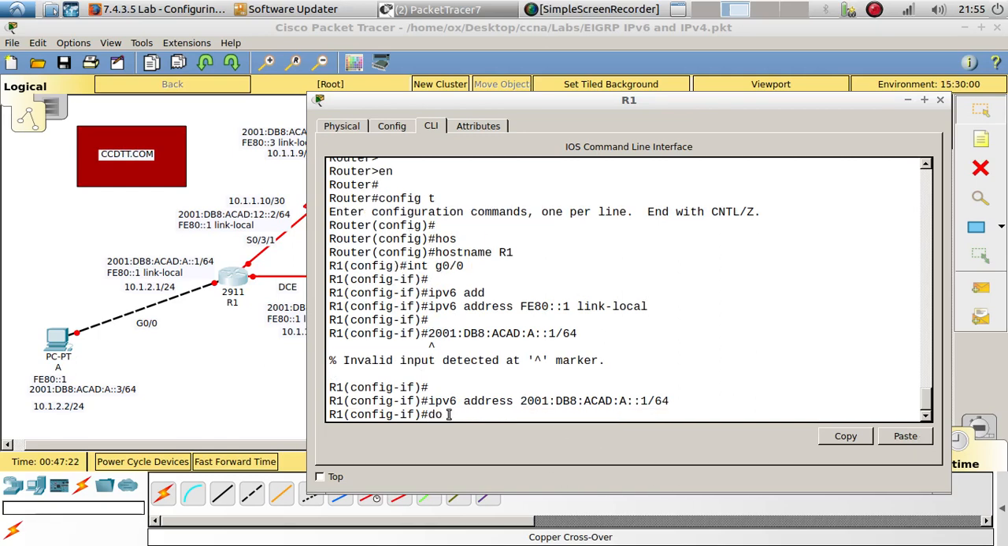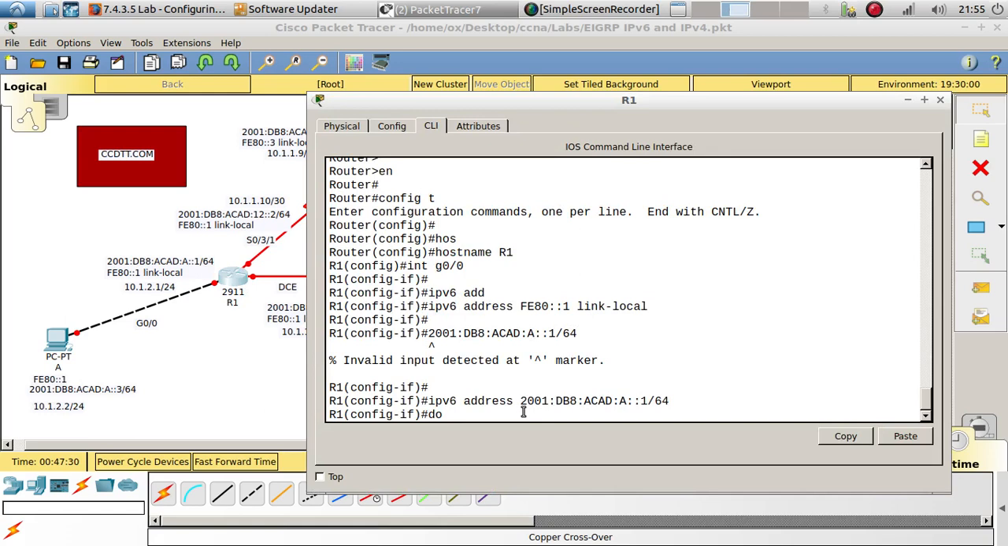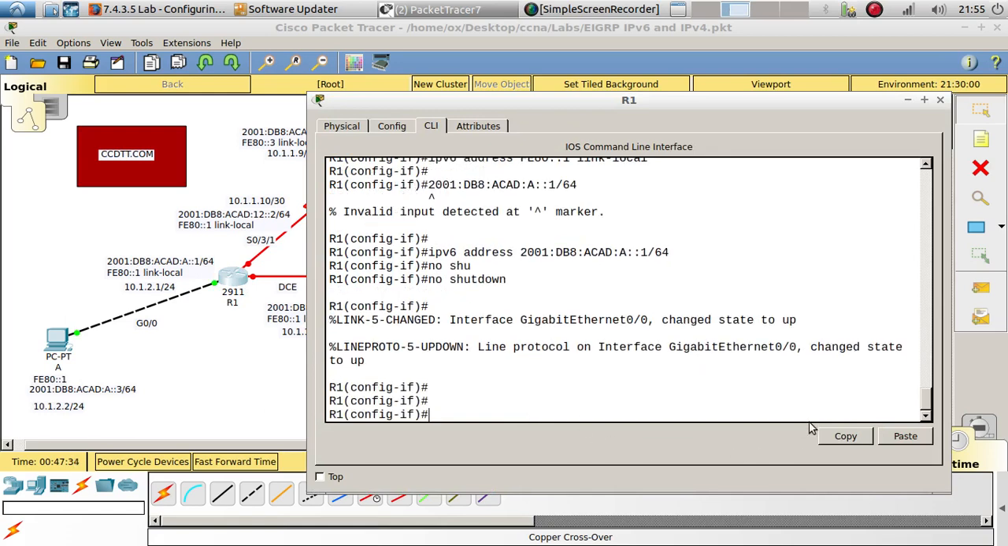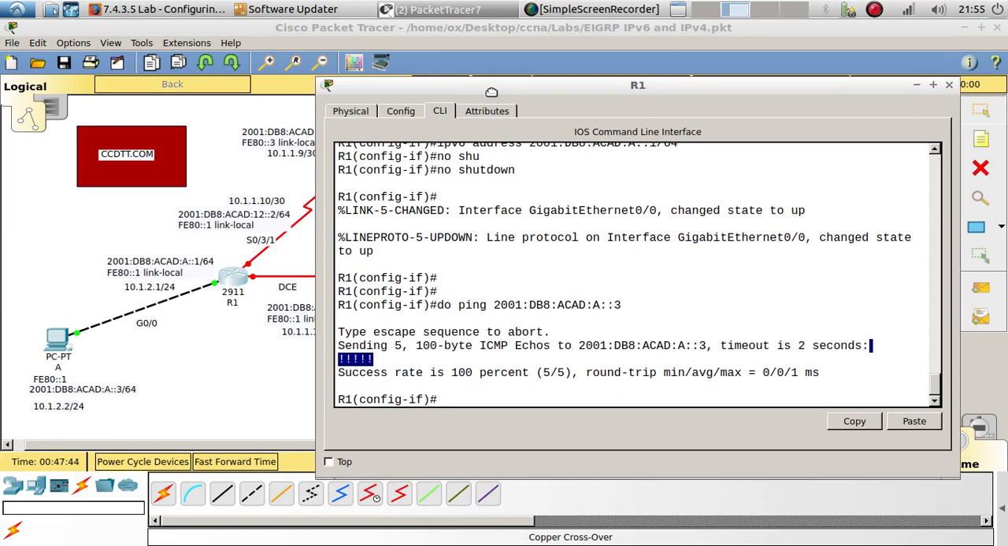So now let's see if we are able to ping this interface, which is computer A, even though we need to do a no shutdown. And after that, let's do ping, and here we go. I'm able to ping computer A from router 1 now. Alright, this is good.